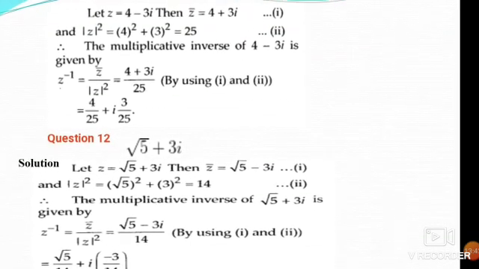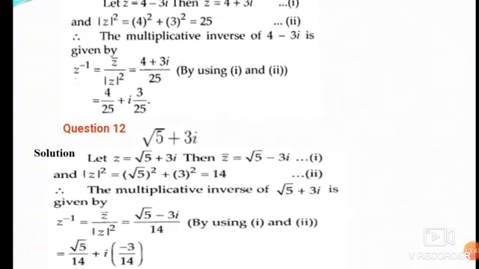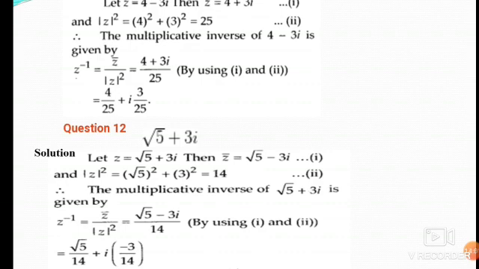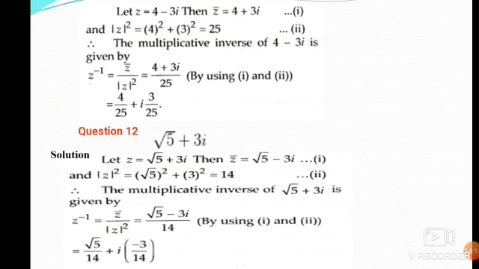So, multiplicative inverse is given by z power minus 1, or you can write 1 by z also. So, when substituting those values, you will get 4 plus 3i by 25. That can be written in the form of a plus ib as 4 by 25 plus i into 3 by 25. Now, root 5 plus 3i. In a similar way, you have to write z bar, that is root 5 minus 3i. Mod z square is 14. Applying 1 by z, you will get root 5 by 14 plus i of 3 by 14.